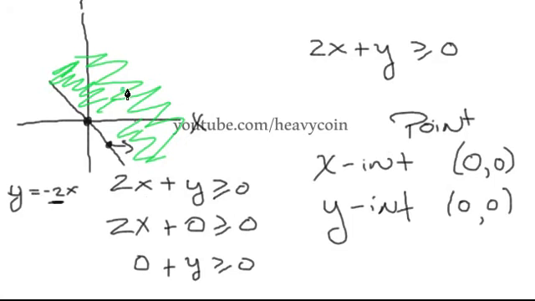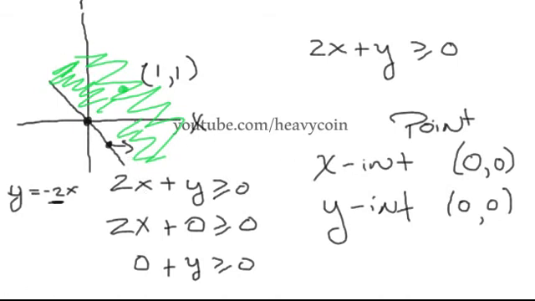And let's just check that. Let's pick a point like 1, 1. So we're going to pick the point 1, 1 up here, plug it in. So we have 2 times 1 is 2, plus 1 is 3, and 3 is greater than or equal to 0. We have a solid line because we're including the equals here. If we weren't including the equal and this was just greater than 0, then we would use a dotted line indicating that we cannot use a point off that line. Alright, so there's our solution.